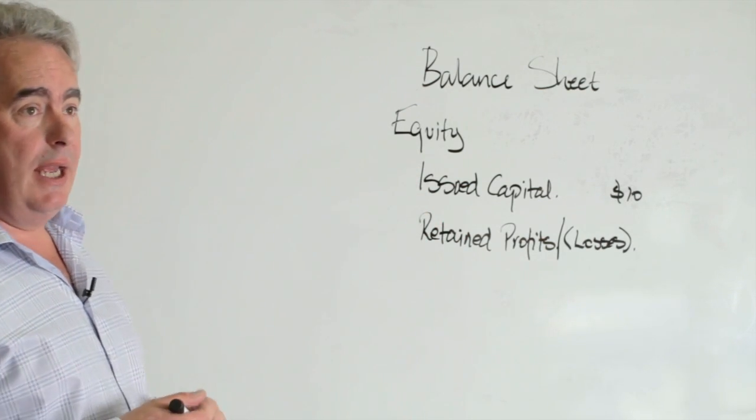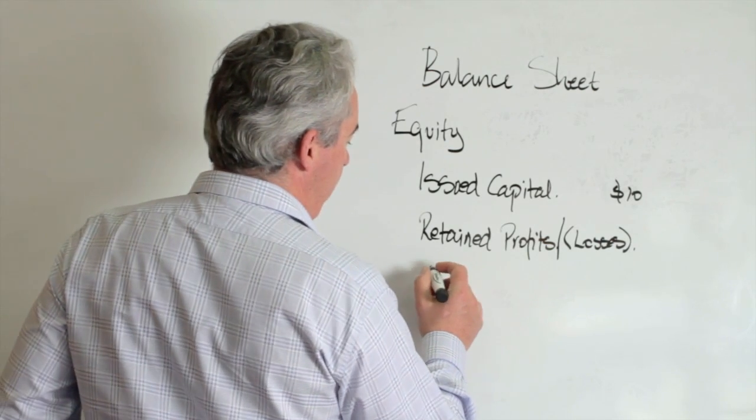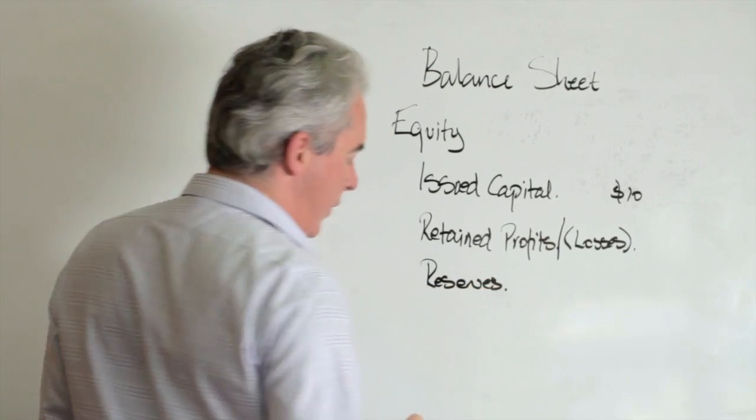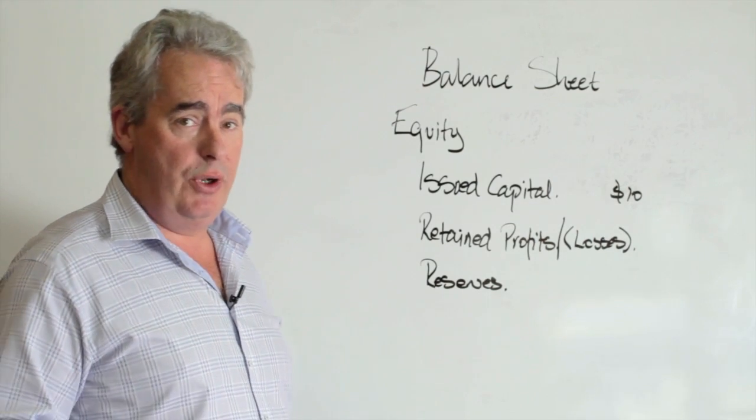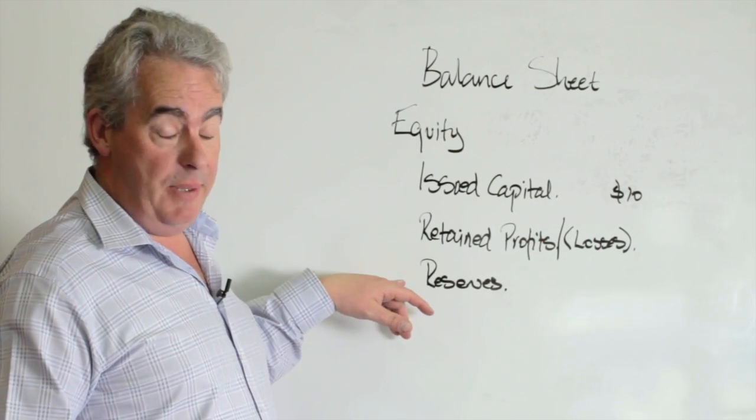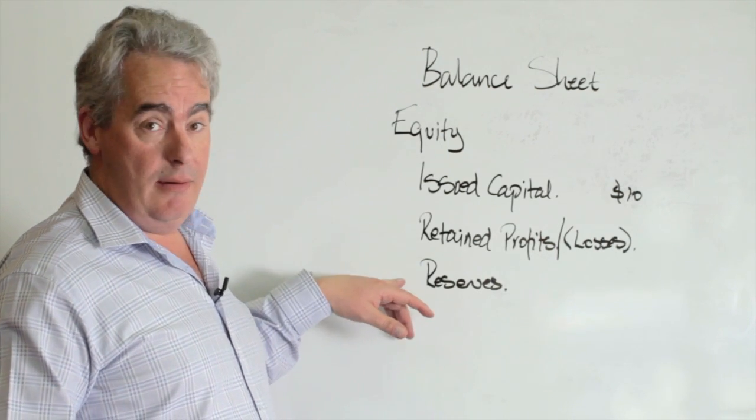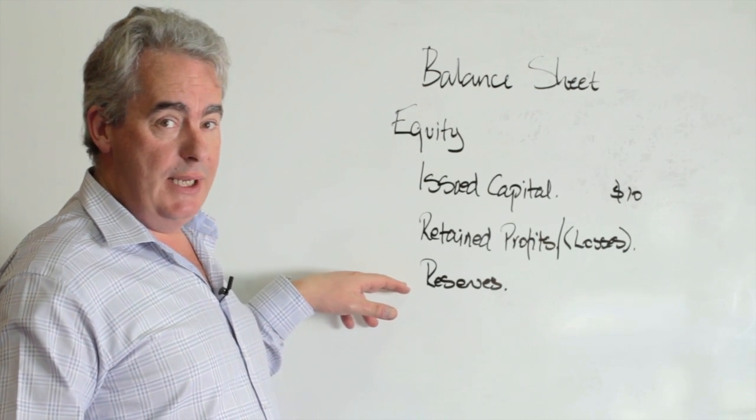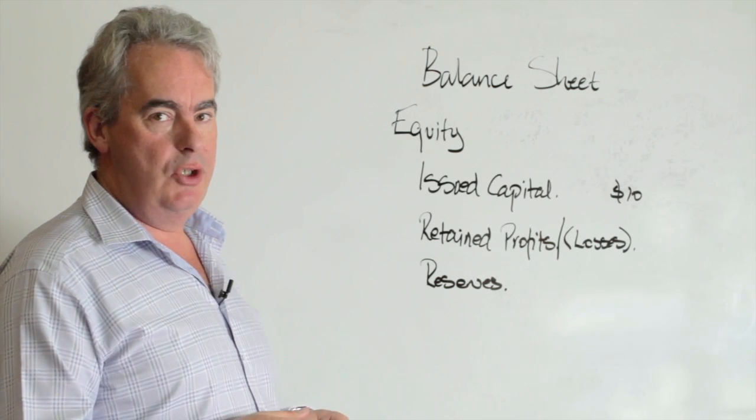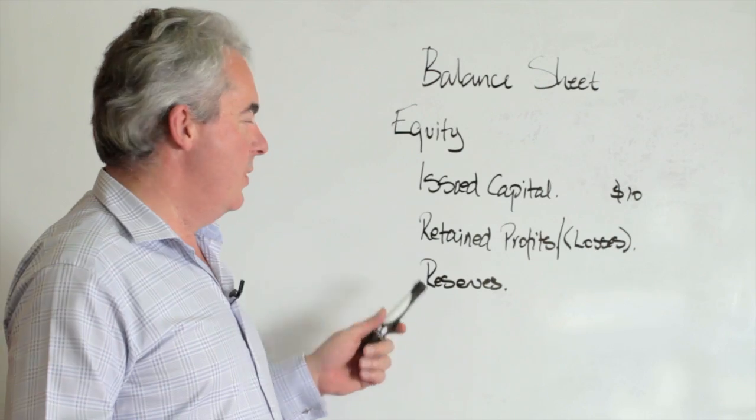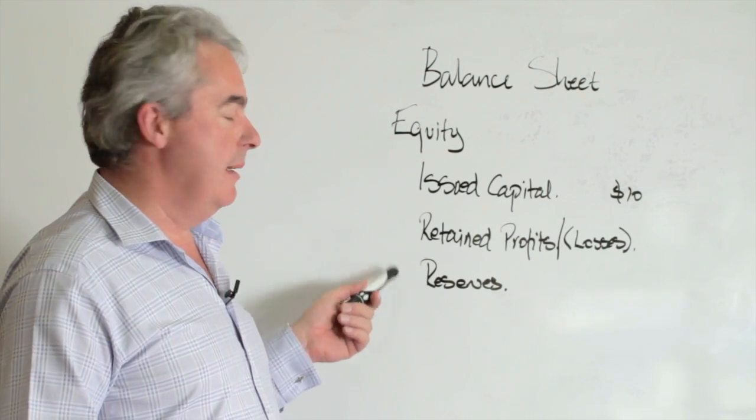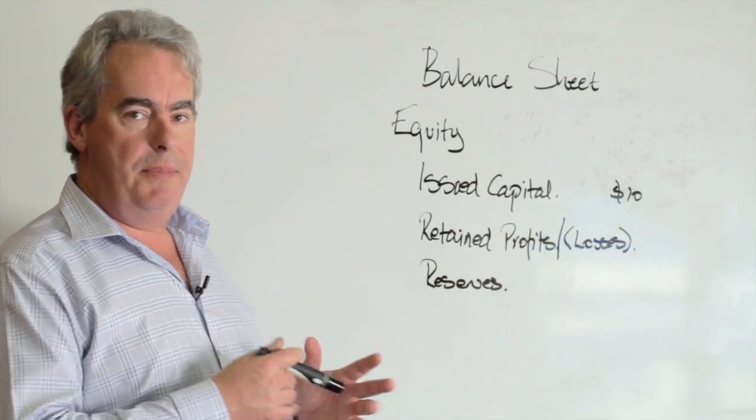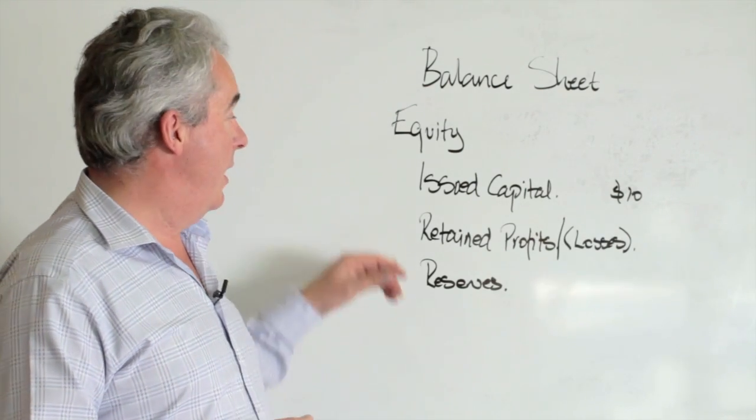The other thing that you occasionally see in the equity section is an account called reserves. Now, I'm not going to spend any more time on reserves apart from mentioning the fact that your accountant will be able to use that in very rare circumstances, occasionally when you do a revaluation or something like that. It doesn't get used a lot, but just be aware that there will occasionally be an account in there called reserves.